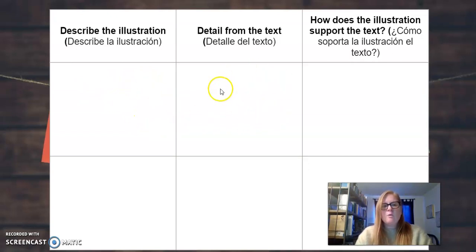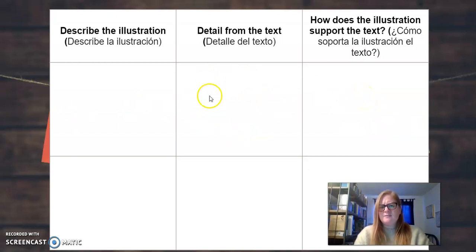Detail from the text. What did you draw a line to and from? Okay, so we know what the picture is. Where did you draw? And that paragraph or that sentence needs to go in this box. Now, how does the illustration support the text? Now, these are your words. What is happening here that supports the text?